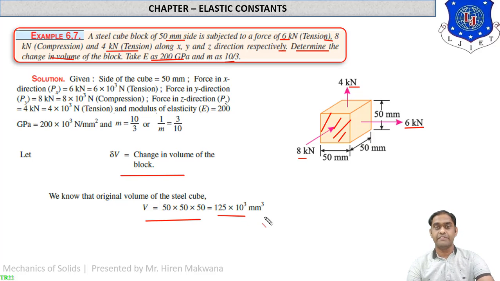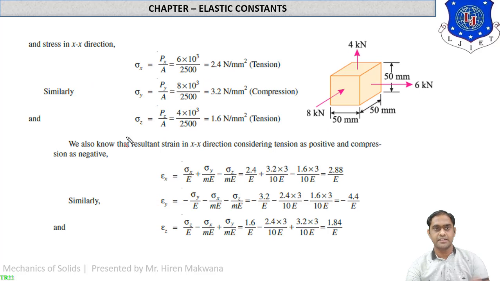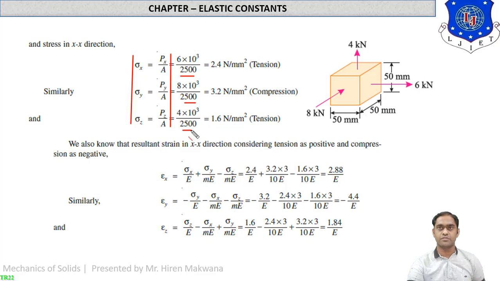Now, as per the previous method, just find stresses, then after strains. So what are the stresses? Sigma x, y, z is equal to px, py and pz upon area. Area remains constant as the cube has the same faces, 50 cross 50 along all the directions. Px is 6 into 10 raised to 3, py is 8 into 10 raised to 3 and pz is 4 into 10 raised to 3. So by calculating, we will get this type of values. The sigma y will be compressive as 8 kN is going inside, means compressive force.